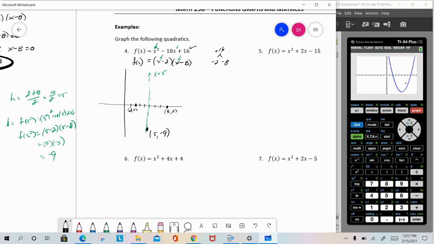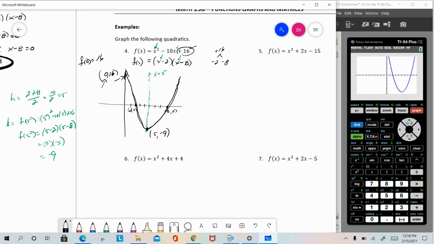And here is my parabola. That's a pretty ugly picture. That's my parabola. I also should find my y-intercept here. That y-intercept is (0, 16), because for the y-intercept, x will equal 0. So I'm going to find f(0), which is 16. And there's my parabola graphed.